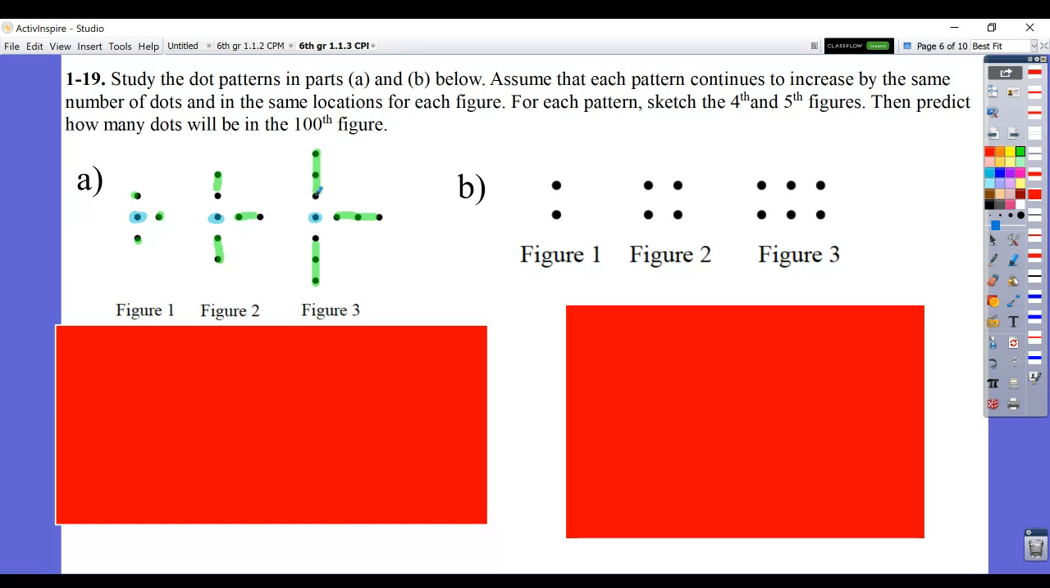Okay, so that's something that you want to look at in that way, to help make it easier to sketch the fourth and the fifth and to figure out how many dots are in the 100th. Obviously, you're not drawing the 100th figure.